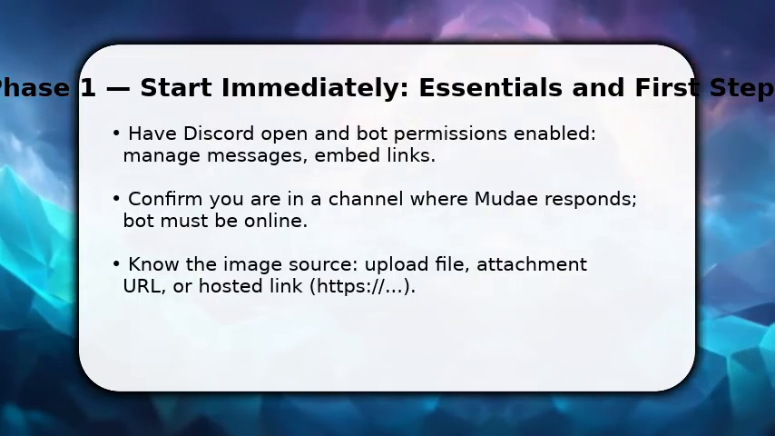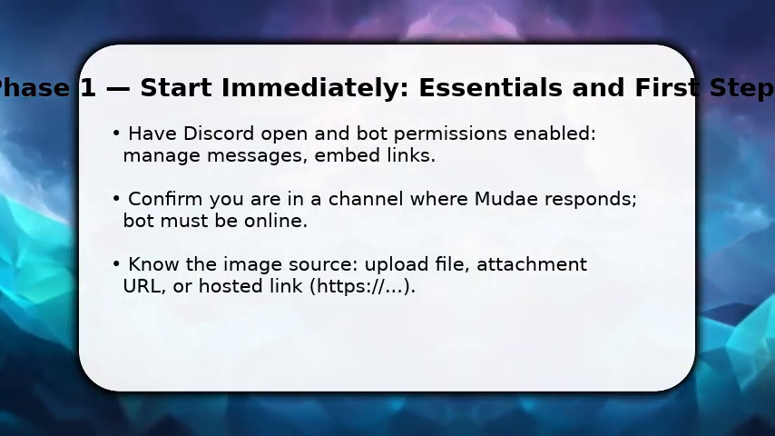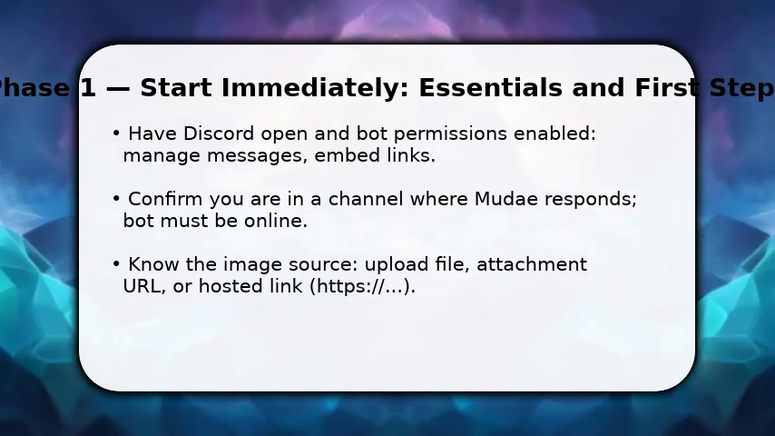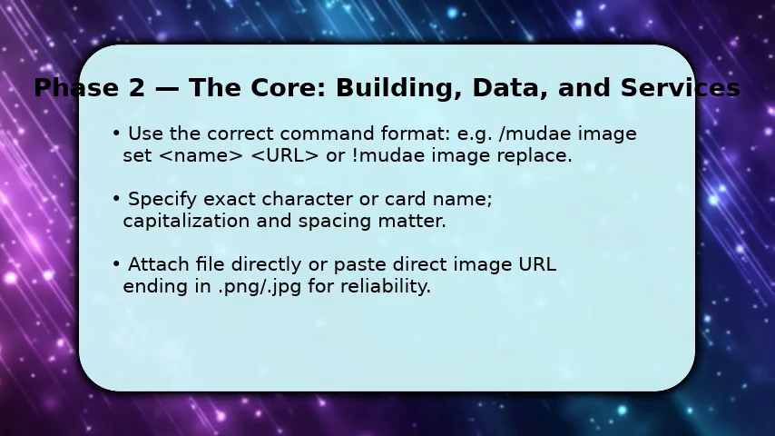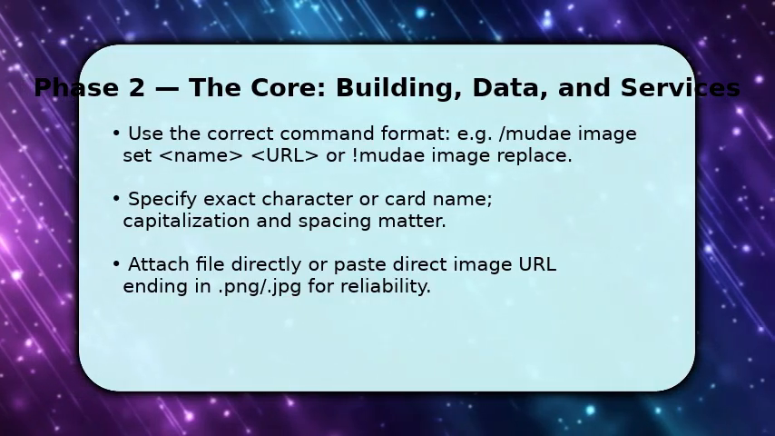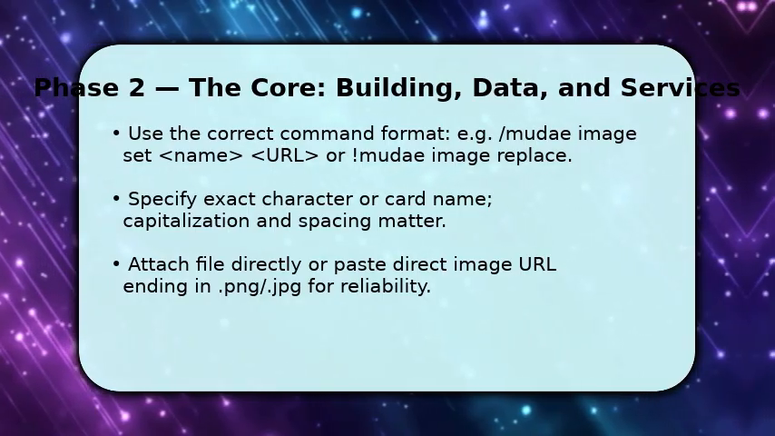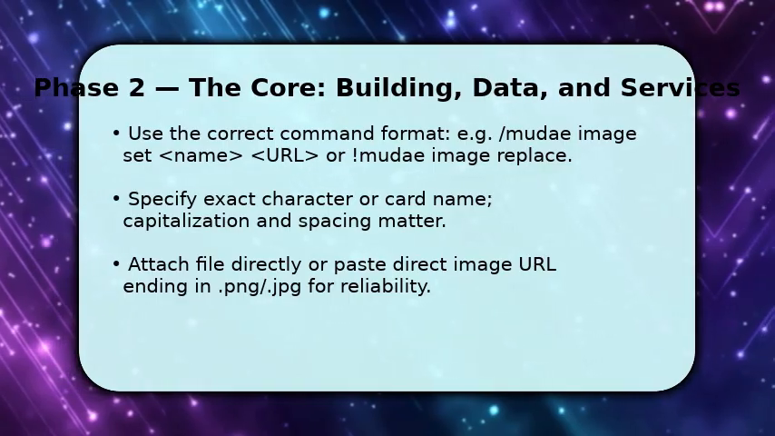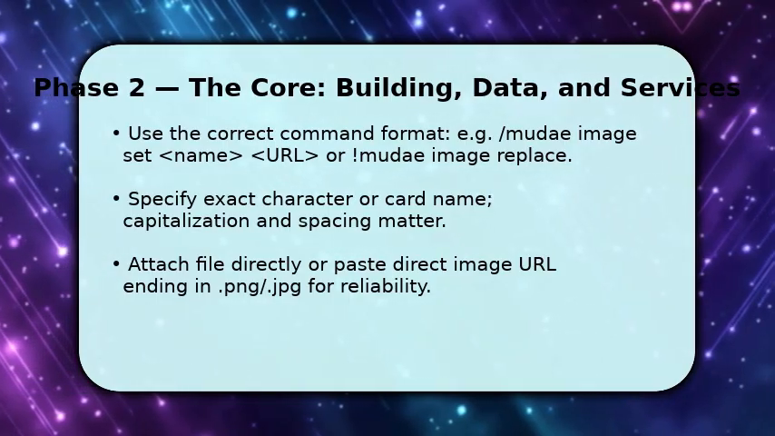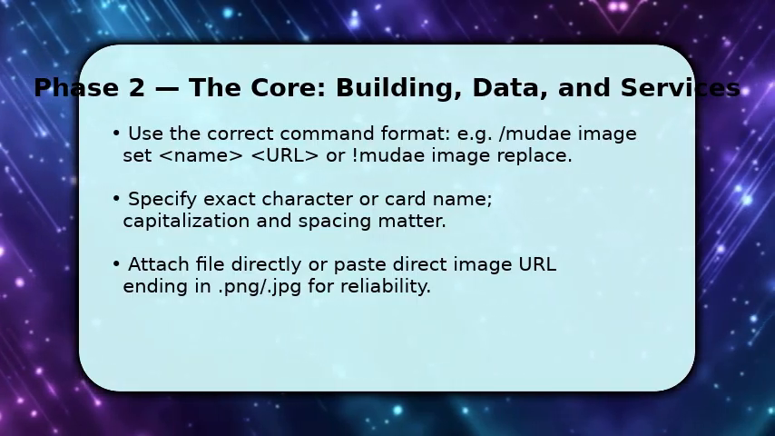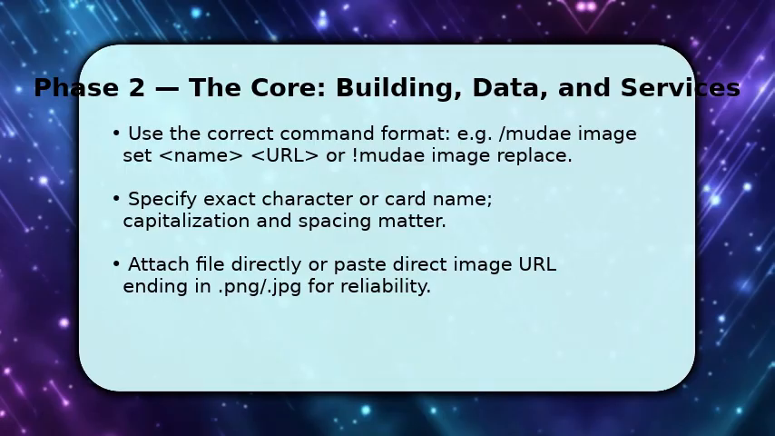Make sure your role has permission to send embeds and manage messages, so the bot can replace the image without errors. You now execute the main action. Type the bot's image change command precisely, including the character or card name so Mudae maps the image correctly. If the command supports attachments, upload the file and reference it, otherwise paste a direct URL that ends in PNG or JPG for reliable fetching.